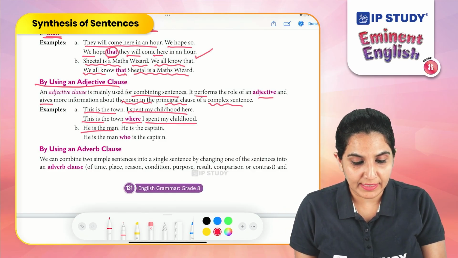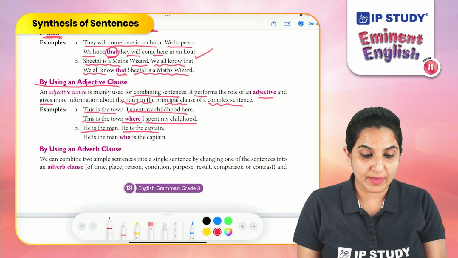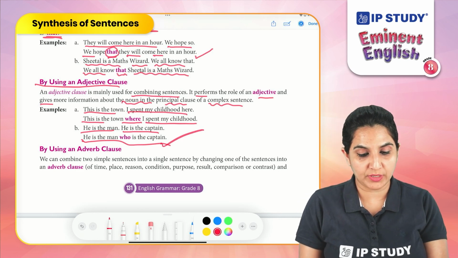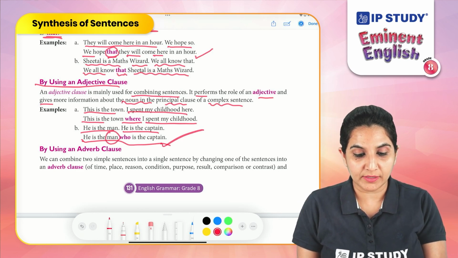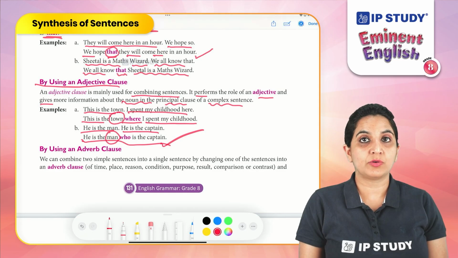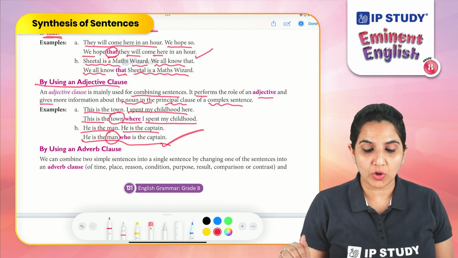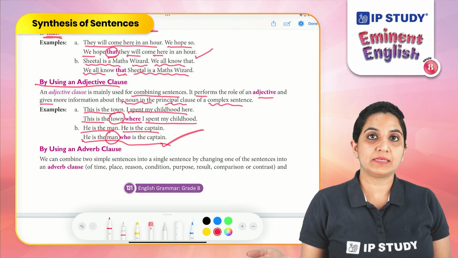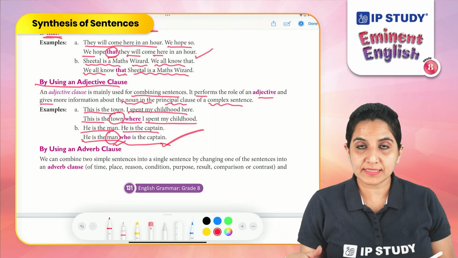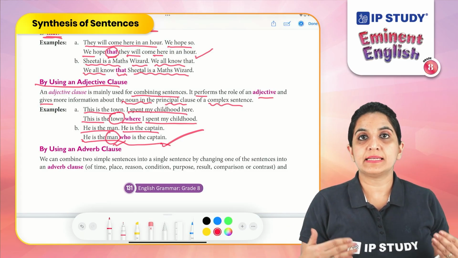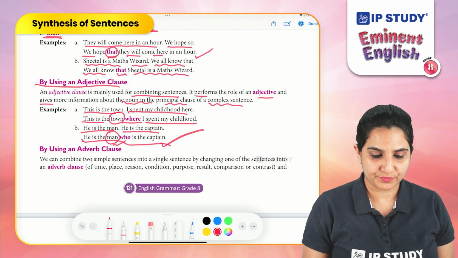He is the man. He is the captain. He is the man who is the captain. That means this is giving us more information about the man. Here, this is where I spent my childhood. The subordinate clause is giving us more information about the noun town. And here, the subordinate clause, who is the captain, is giving more information about the man, he is the captain. Hence, they both are there in the sentence acting as an adjective.